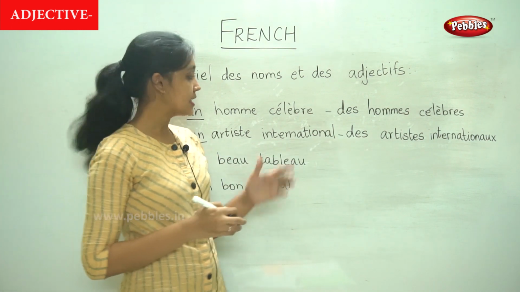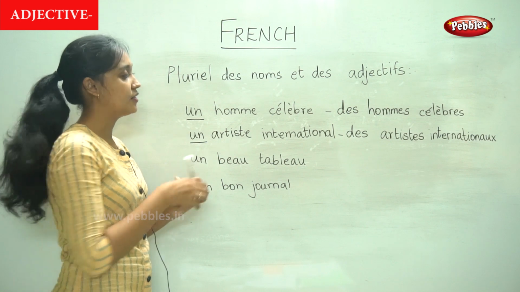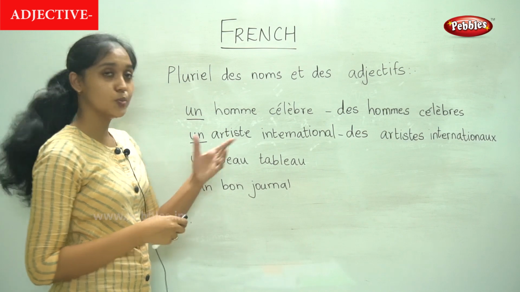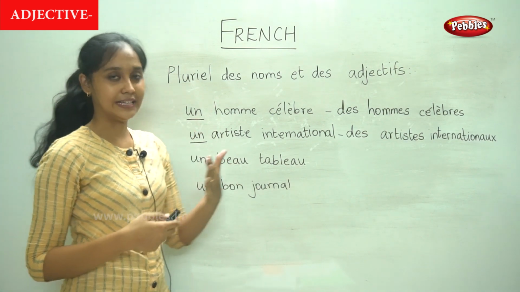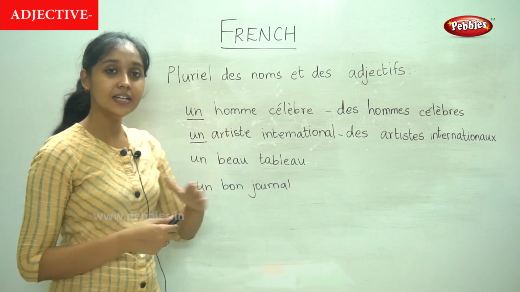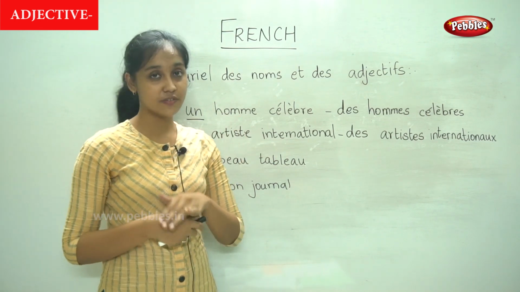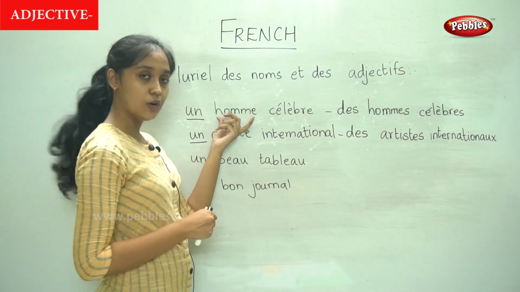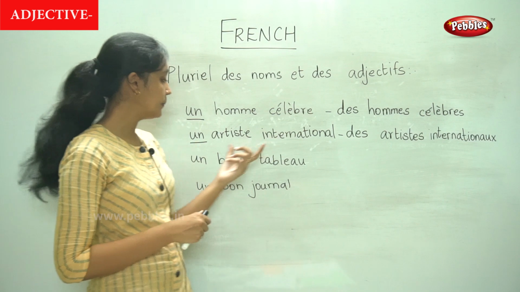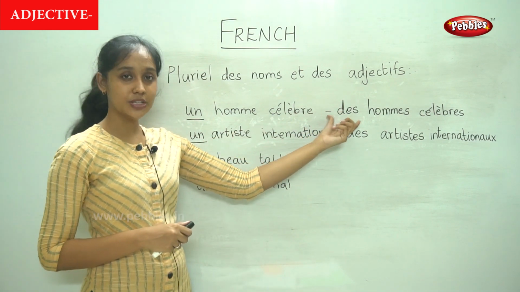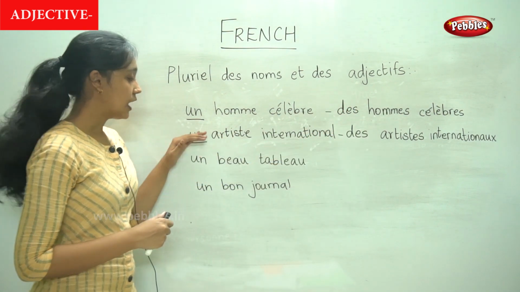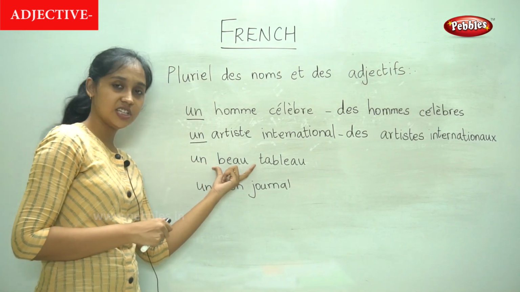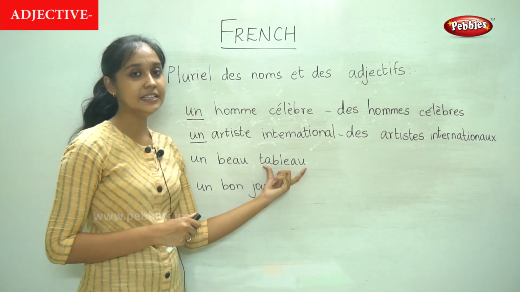If you notice, in the first two sentences we have the noun followed by the adjective. In some cases we will have the adjective followed by the noun. We will learn when the noun comes first and when the adjective comes first later. But in this case we have the noun first and the adjective following, so we write the plural in this way. Now in the next two examples, I have taken two examples where the adjective comes first followed by the noun.